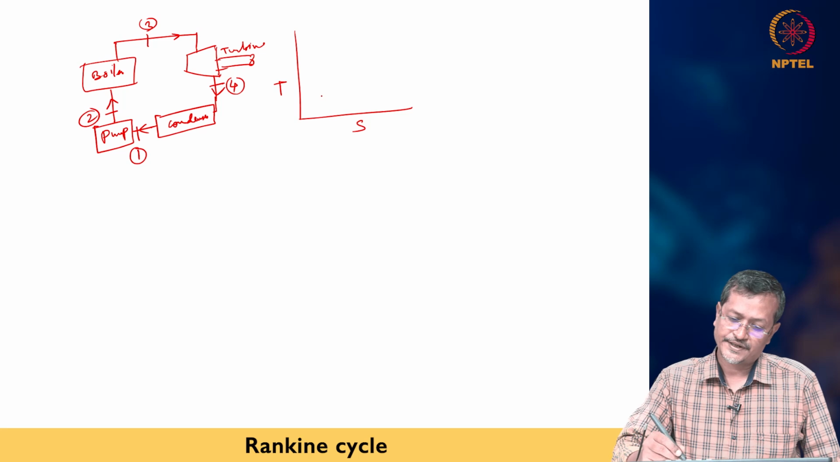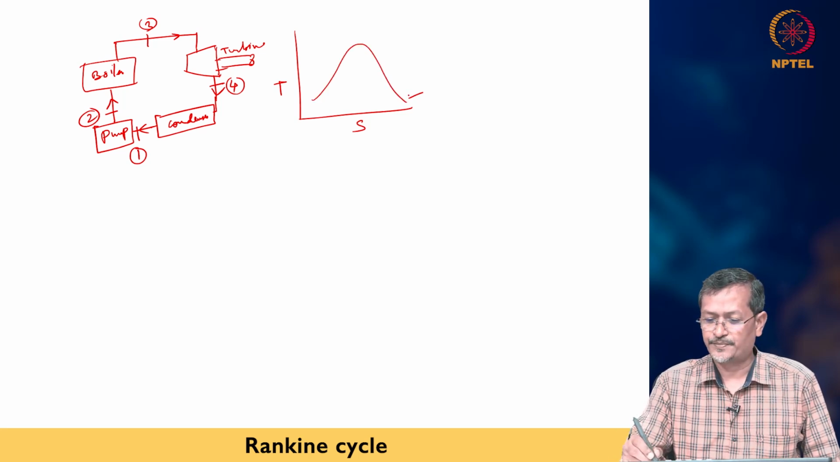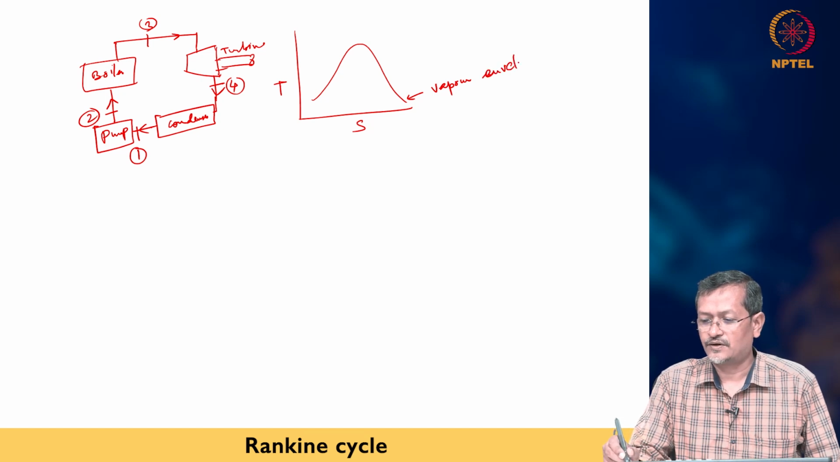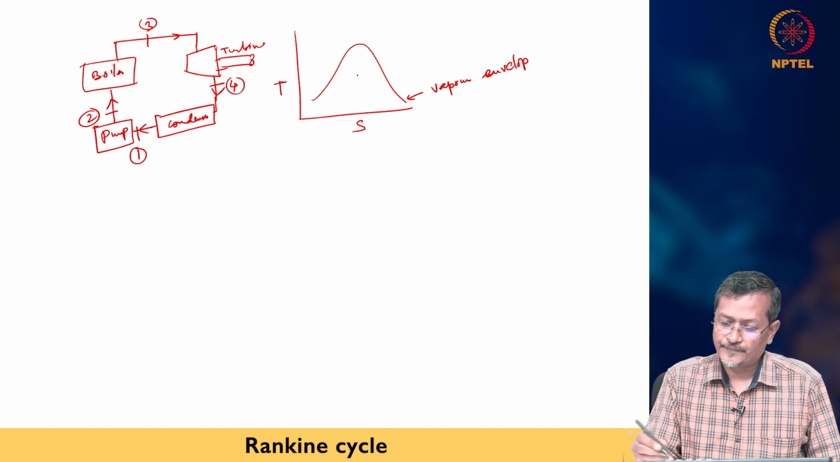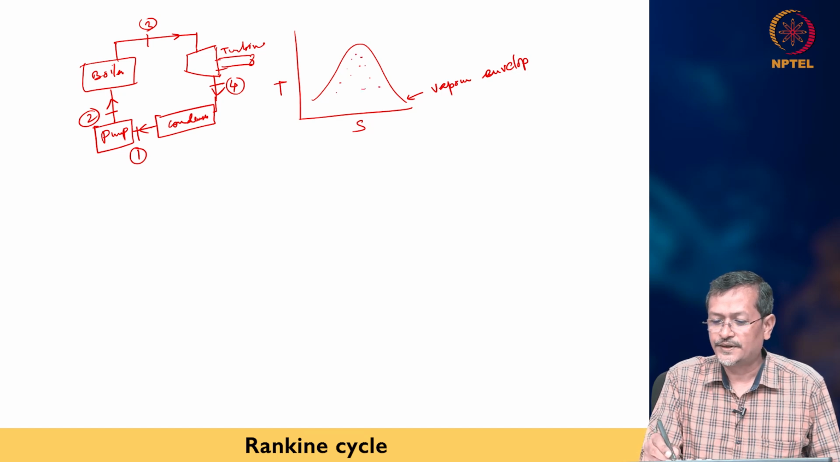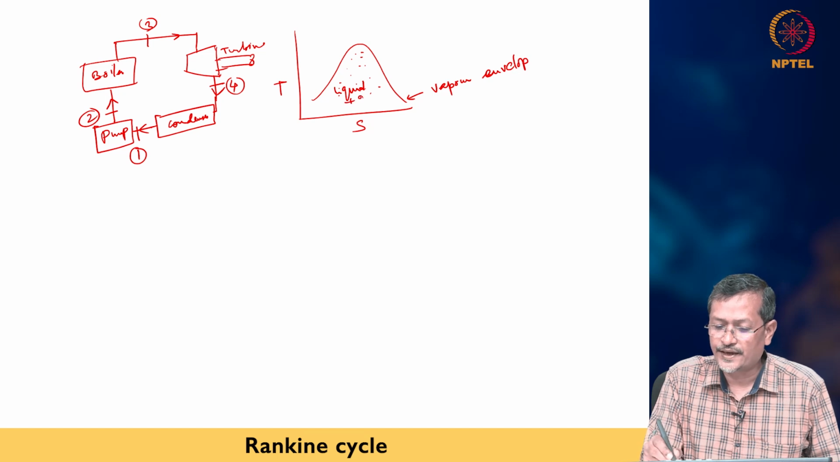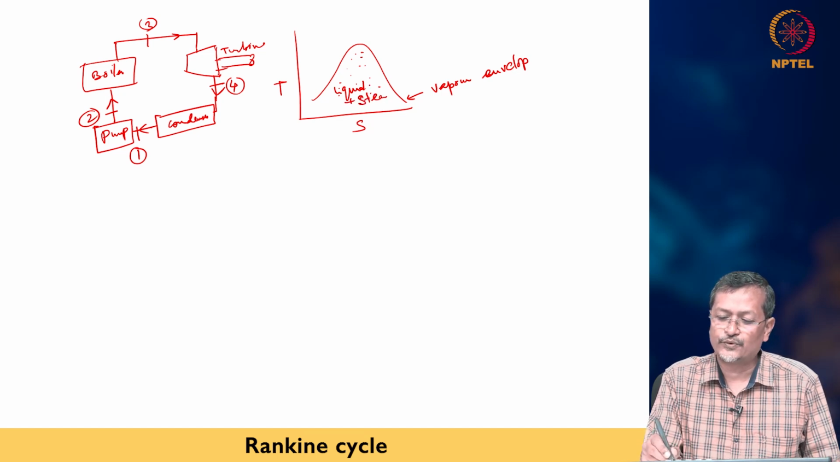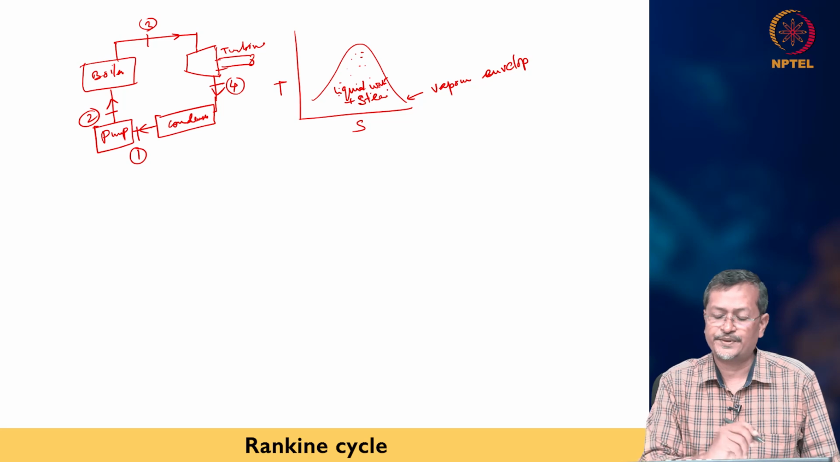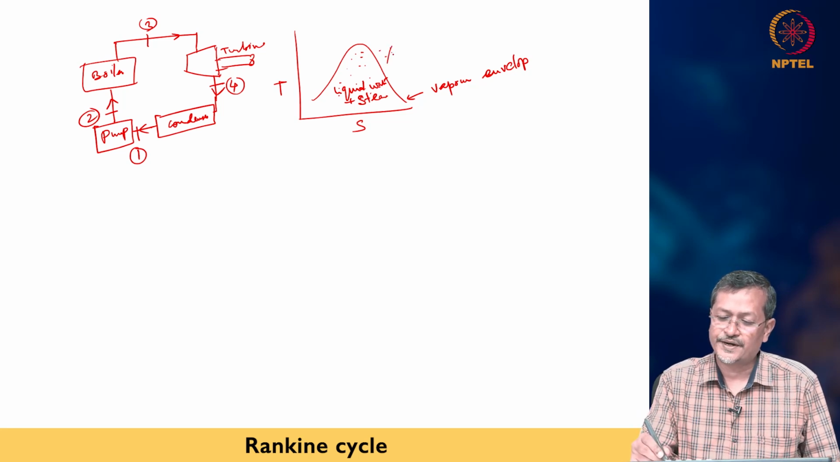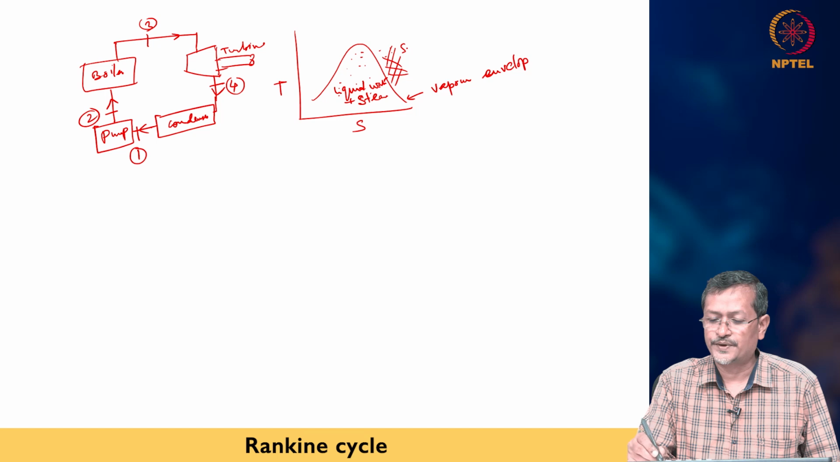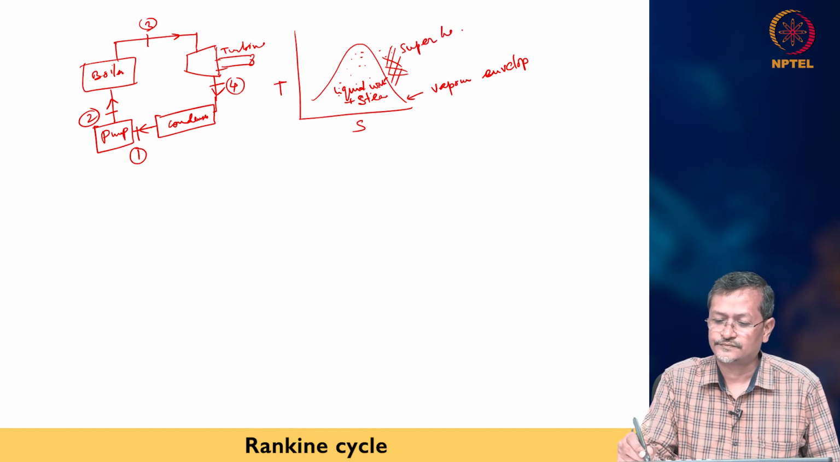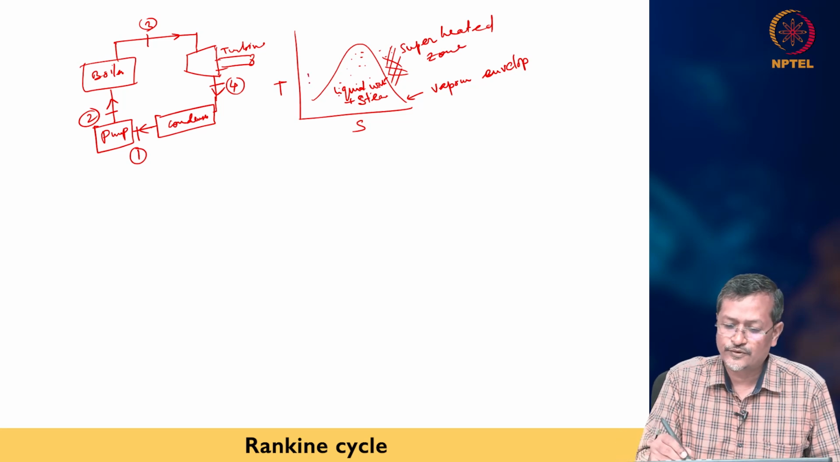Previously I told that a TS diagram will have one vapor envelope. So, this is called the vapor envelope, and inside normally two phases will be there. So, liquid plus steam, liquid water plus steam will be there, and this side is called the superheated zone, and this is the liquid zone.